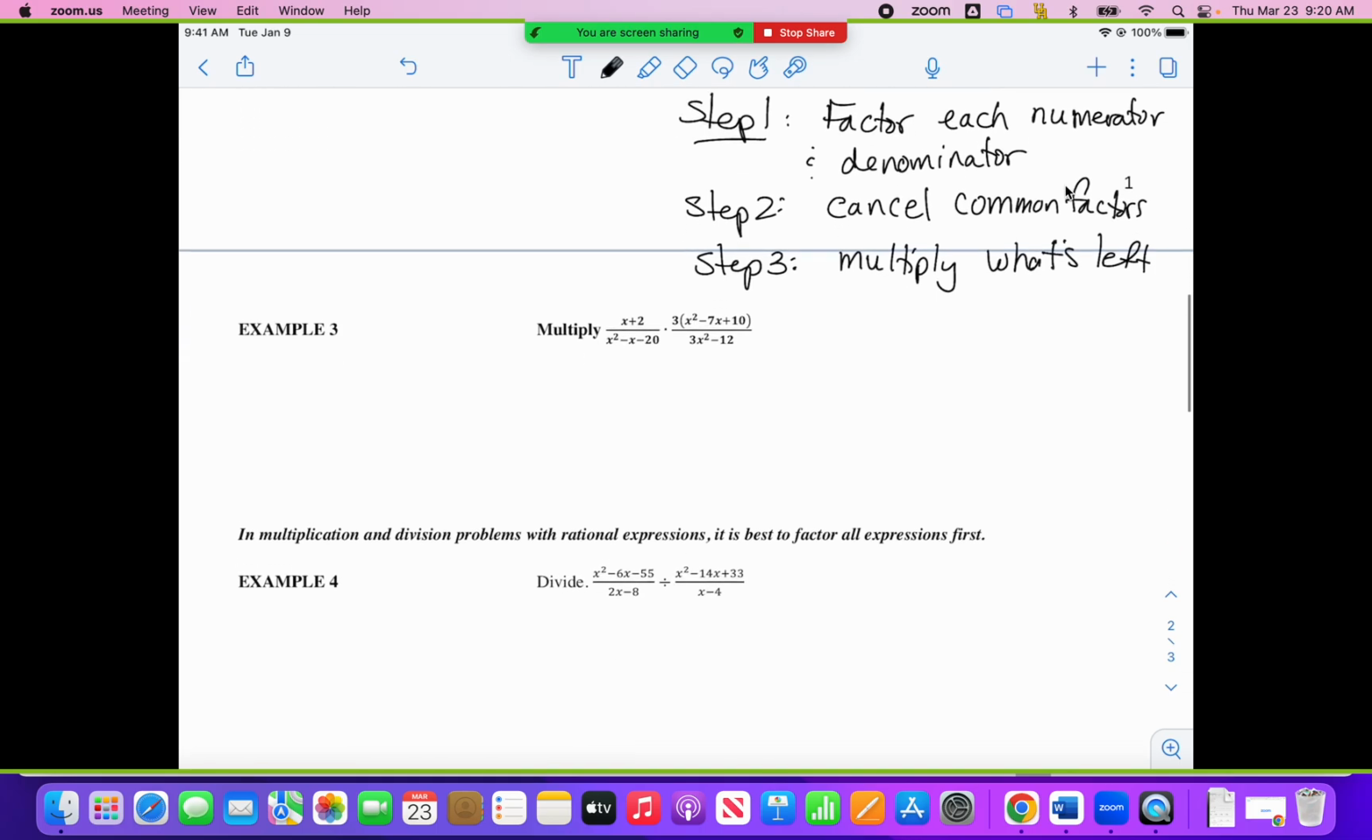So again, step 1, factor each numerator and denominator. Step 2, cancel common factors. Step 3, multiply what's left. So let's look at example 3. You're asked to multiply x plus 2 over x squared minus x minus 20 times 3 times the quantity x squared minus 7x plus 10 over 3x squared minus 12. So I'm going to pause a moment and I want you to factor each numerator and each denominator. Sometimes that's going to take more than one step.